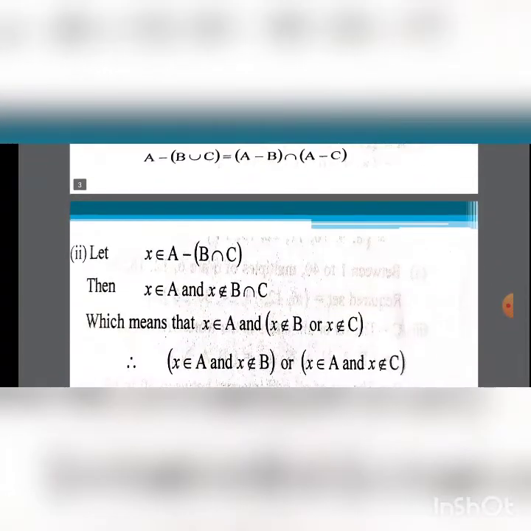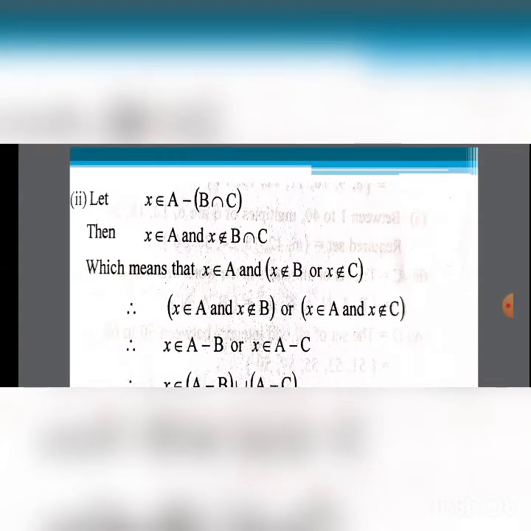Okay. So what do we get here? Firstly we take x from the right hand side and we get x belongs to the left hand side. So we get that the right hand side is a subset of the left hand side. This is equation number 2. So from equations 1 and 2, what do we get? The two sets are equal. Similarly, we prove the second condition.